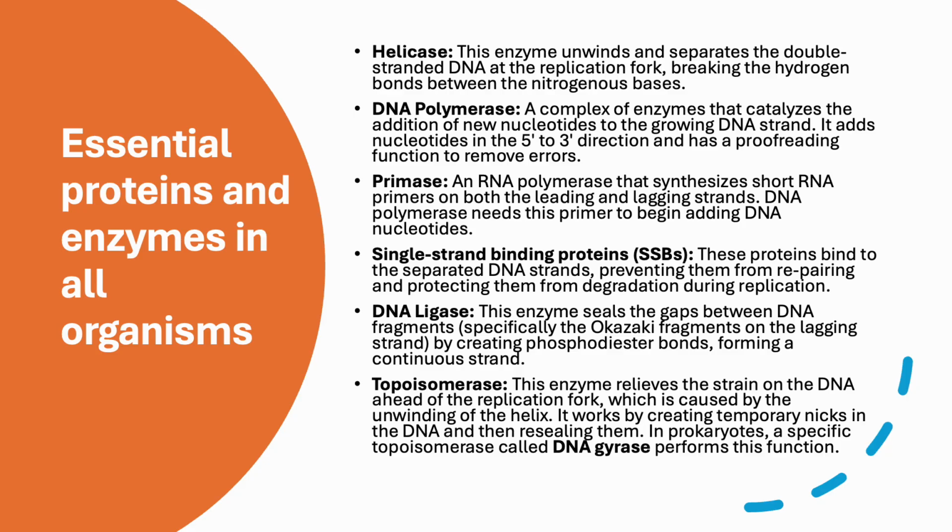Primase, an RNA polymerase, synthesizes short RNA primers on both the leading and the lagging strand. DNA polymerase needs this primer to begin adding nucleotides. So before it starts adding nucleotides, the enzyme primase, an RNA polymerase, will act like a catalyst to start there. When it adds on the 5' end, it starts the transcription. So this is needed both in the leading and the lagging strand.